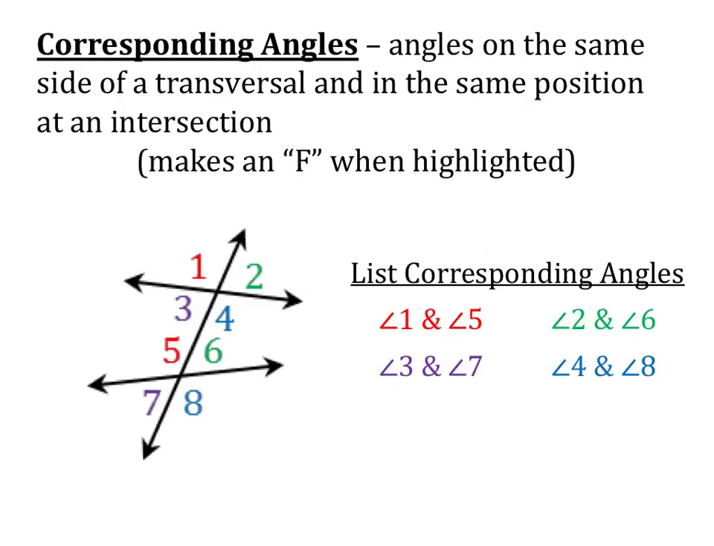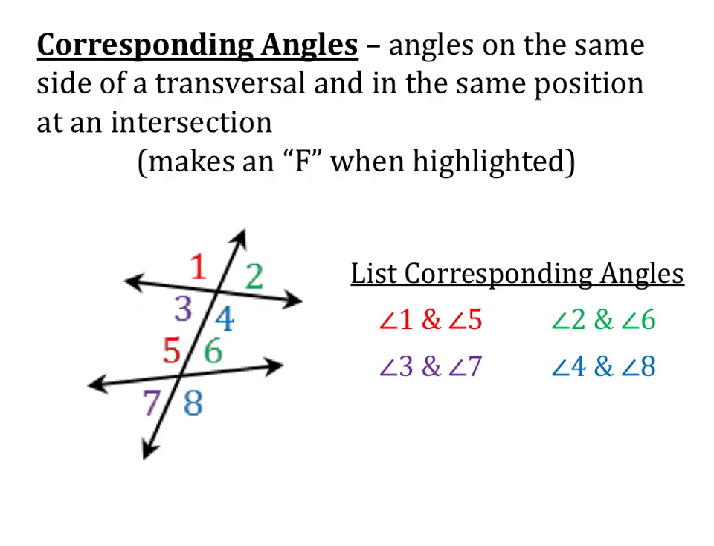The first relationship we're going to discuss is corresponding angles. Corresponding angles are angles that are on the same side of the transversal and in the same position at the intersection. For example, let's look at numbers 1 and 5. Number 1 is to the left of the transversal and above the top line. Number 5 is also to the left of the transversal and above the line it's touching. So they're both left and above. That's why they're corresponding. 4 and 8, similarly, are both to the right and below the line at the intersection they're next to.